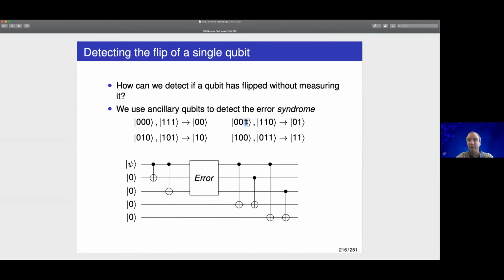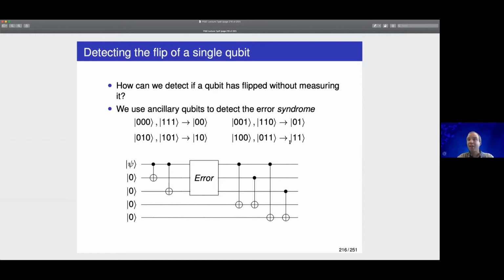But since the third one is different from the first one, then we are going to obtain 1 in the second ancillary qubit. Okay, and the results for the other different cases are similar. If the first and second qubits are different, but the first and the third are equal, then we obtain 1, 0. And if the first is different from the second and the third, we obtain 1, 1, because of course then the first is different from the second and the first is different from the third.